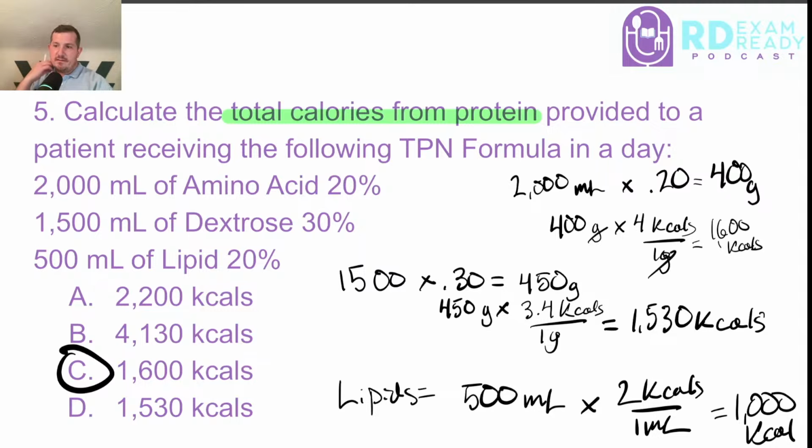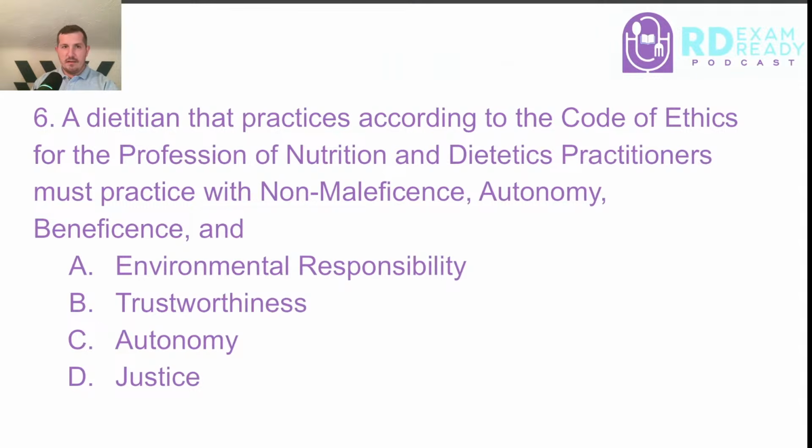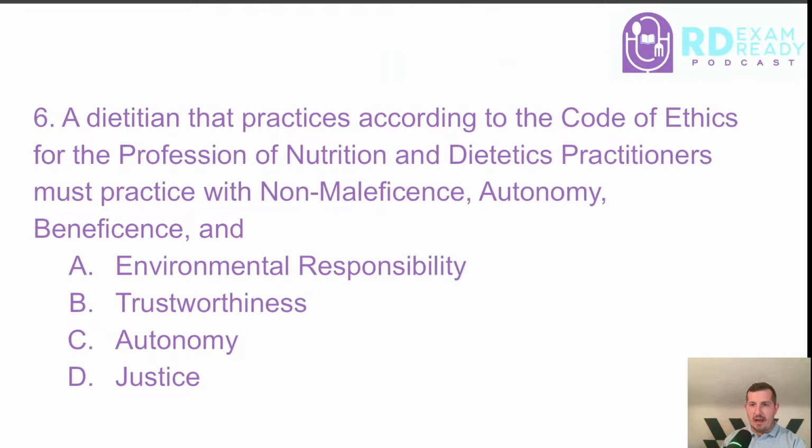All right, folks, let's move on to our next one. A little bit of a challenge, but more of a knowledge type of question. A dietitian that practices according to the code of ethics for the profession of nutrition and dietetics practitioners must practice with non-malfeasance, autonomy, beneficence, and what?